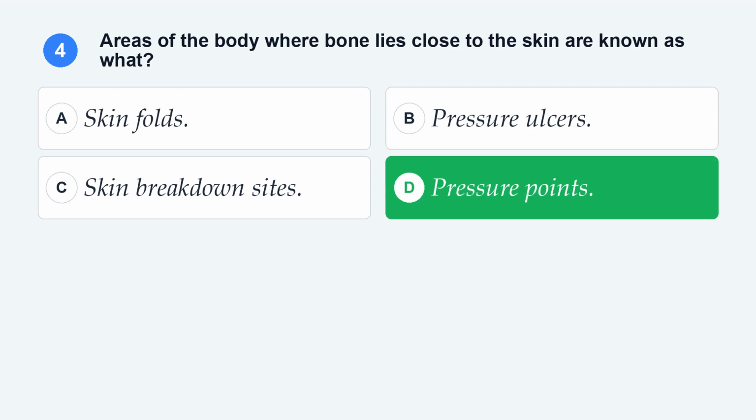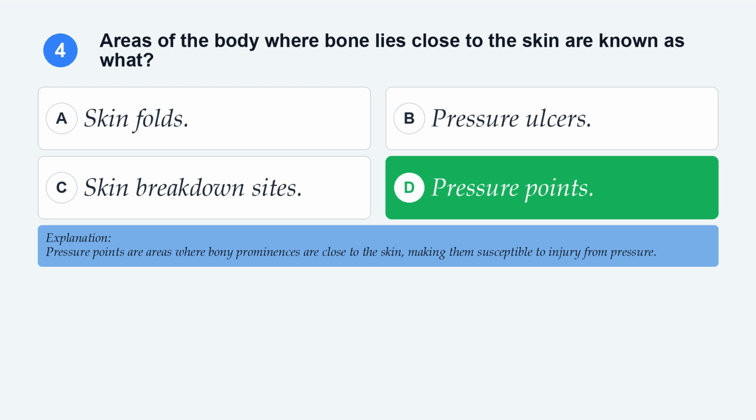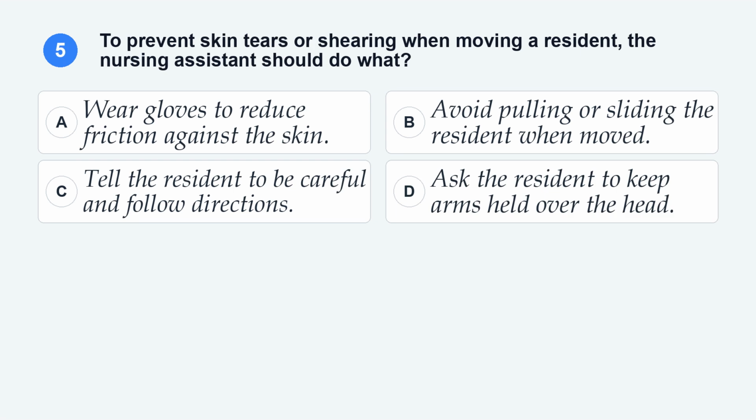The correct answer is option D. Pressure points. Explanation. Pressure points are areas where bony prominences are close to the skin, making them susceptible to injury from pressure. Question 5. To prevent skin tears or shearing when moving a resident, the nursing assistant should do what?